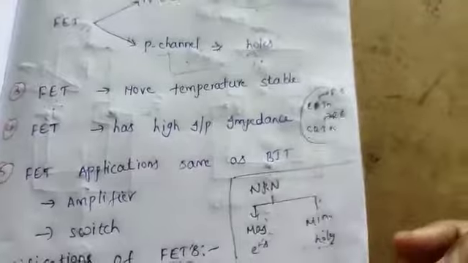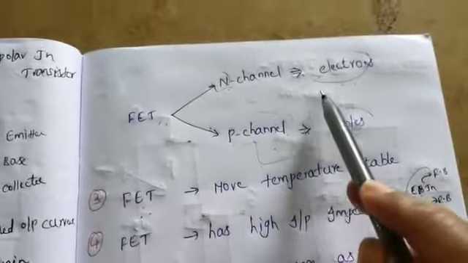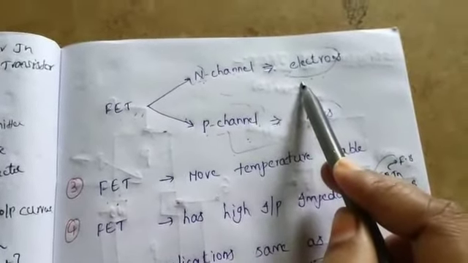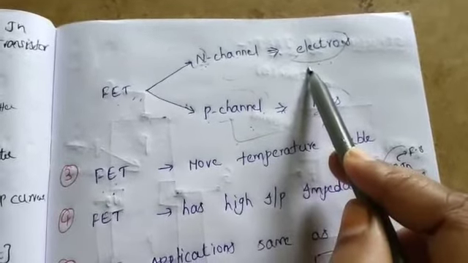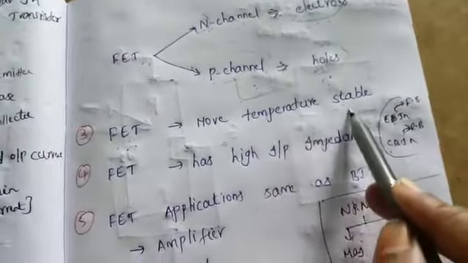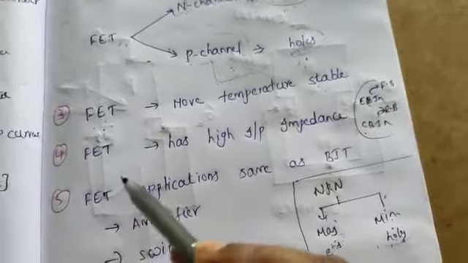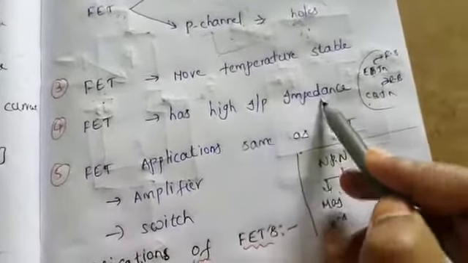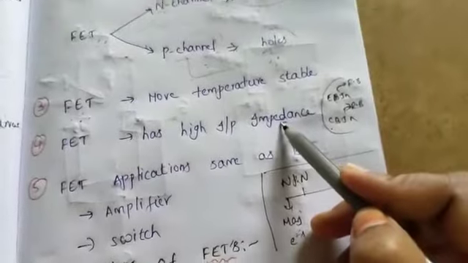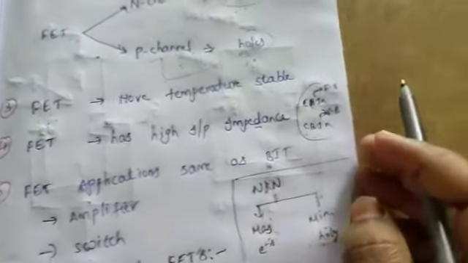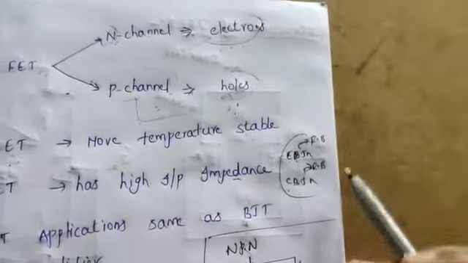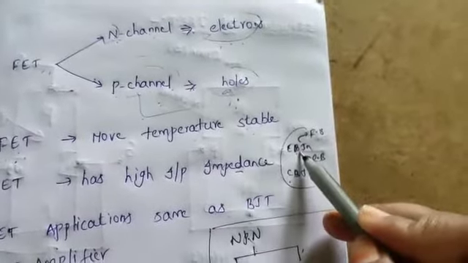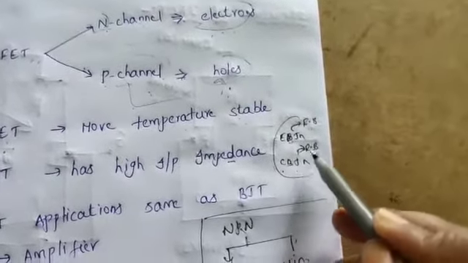In a FET the current is due to only majority charge carriers. There is no current due to minority charge carriers, so there are no charge carriers depending on temperature. So the FET is more temperature stable compared to the BJT transistor, right? Next, the fourth point: the FET has very high input impedance compared to a transistor. Why? Because suppose you take a transistor, we told many times that for normal proper operation of a transistor, the emitter base junction should be forward biased and the collector base junction should be reverse biased, right?